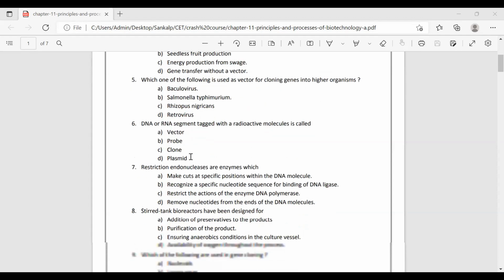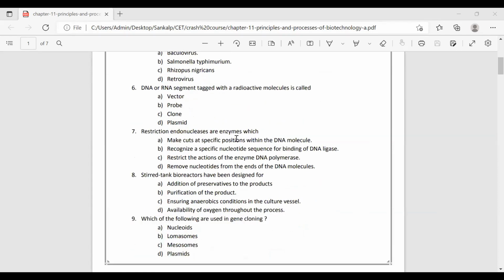Good. Seventh question. Restriction endonucleases are enzymes which, read the options by yourself and tell me the answer. Ananya said option B. Janavi said option A. Okay, good. So the right answer is option A, that is it makes cuts at specific positions within a DNA molecule.